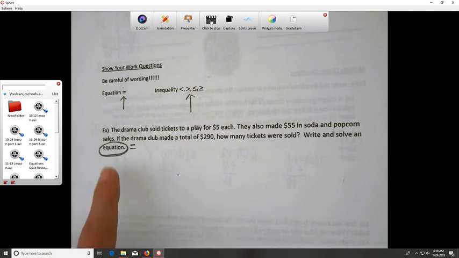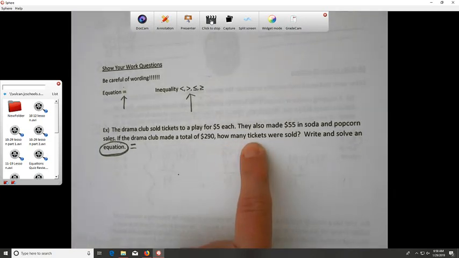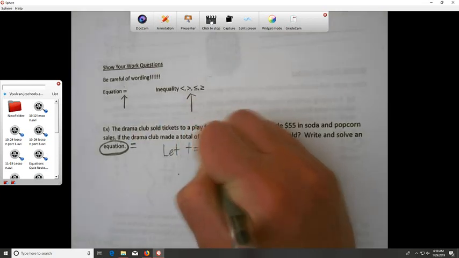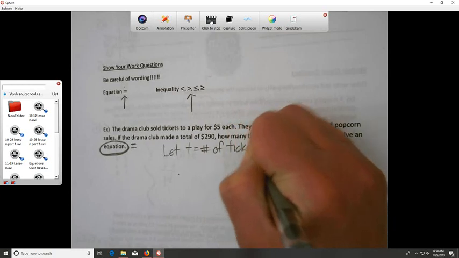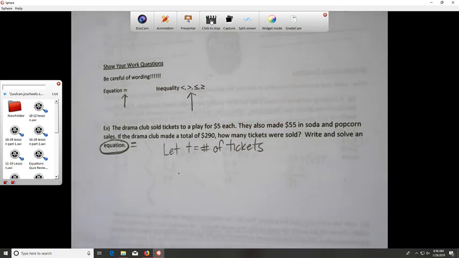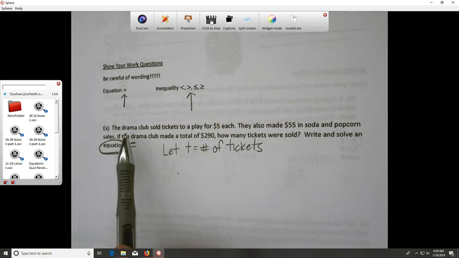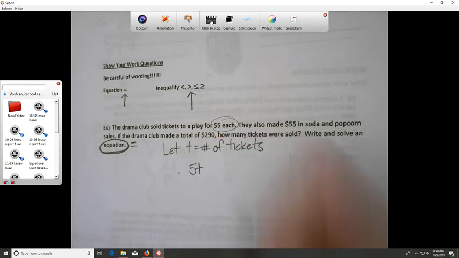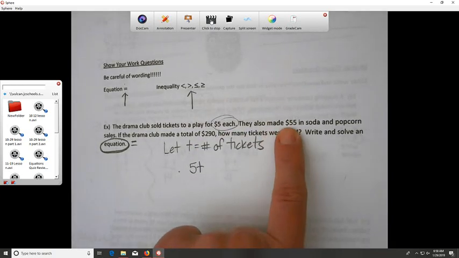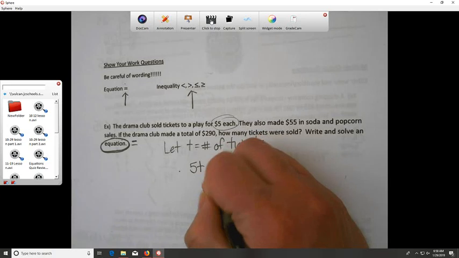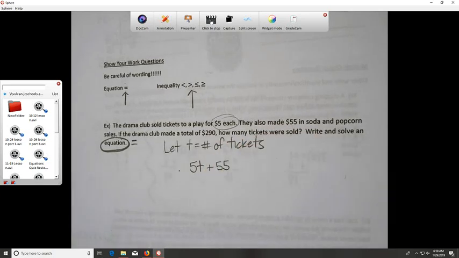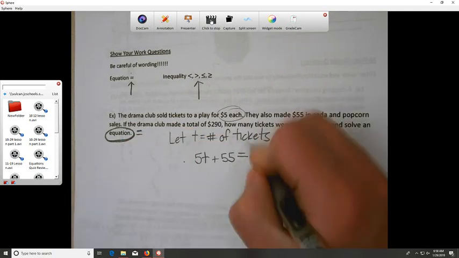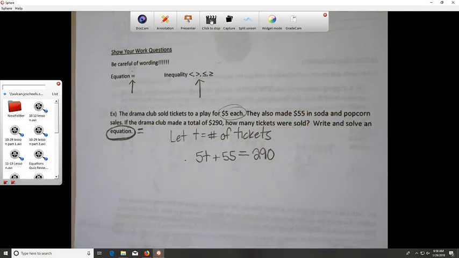So it says, we want to find how many tickets were sold. So I'm going to write my let statement, let t equal number of tickets. And then I'm going to go back and look for where it's talking about the tickets. So right here it says tickets to a play were $5 each. So 5t. They also made $55 in soda and popcorn sales. So plus 55. We know that we want an equation, so it's going to be equals, and the total was 290. So there's our equation.